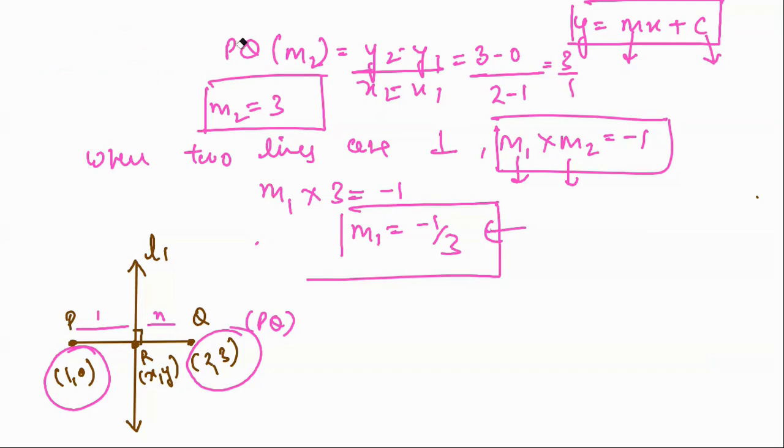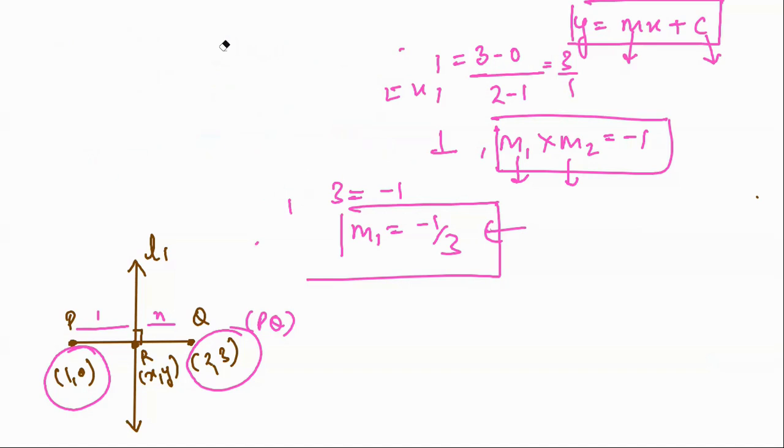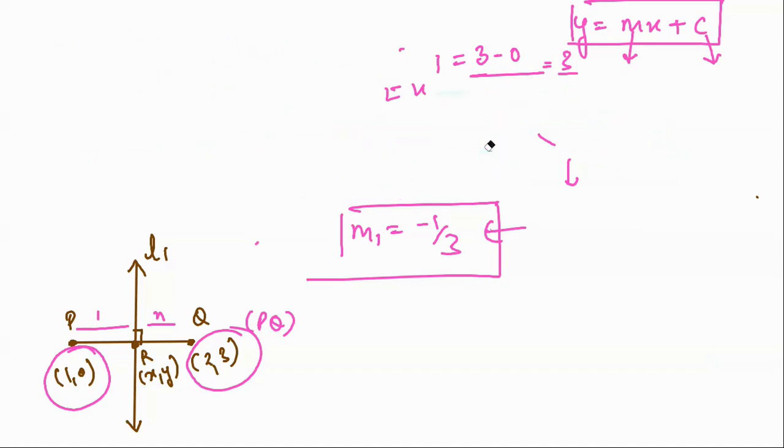Whenever we have to work out c, I don't need this now because we just had to find m1. Now, one more thing is given, the ratio 1:n. We know that line PQ is there, the coordinates are there, and the ratio is there. We have to find the coordinates of R, (x, y). So we have the section formula.